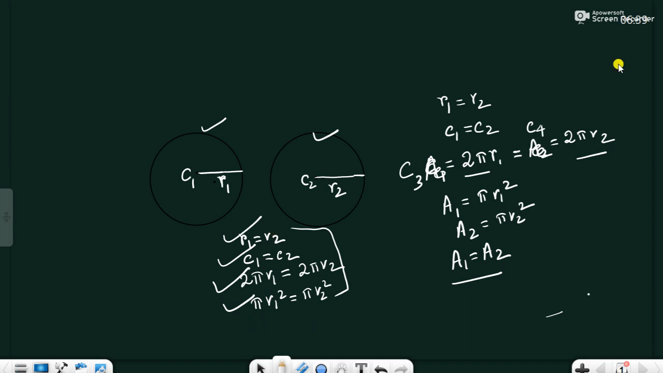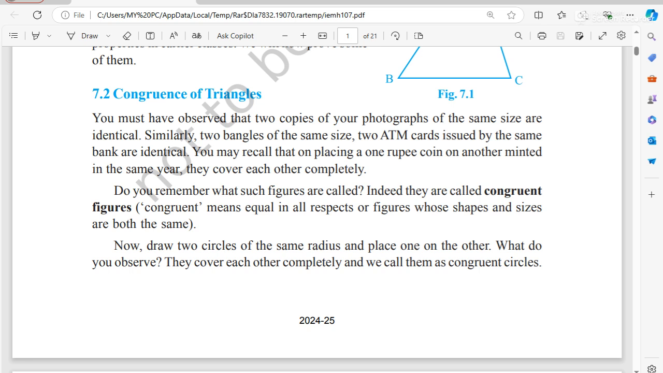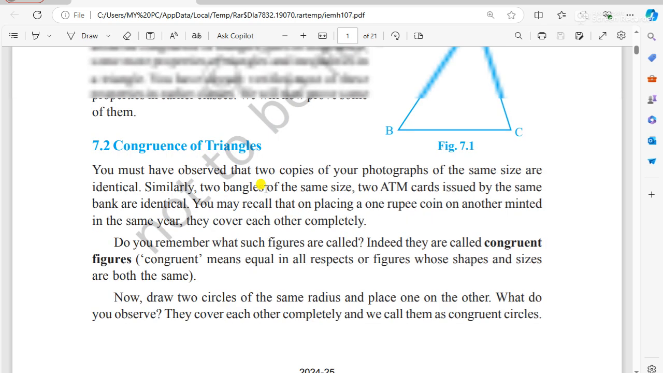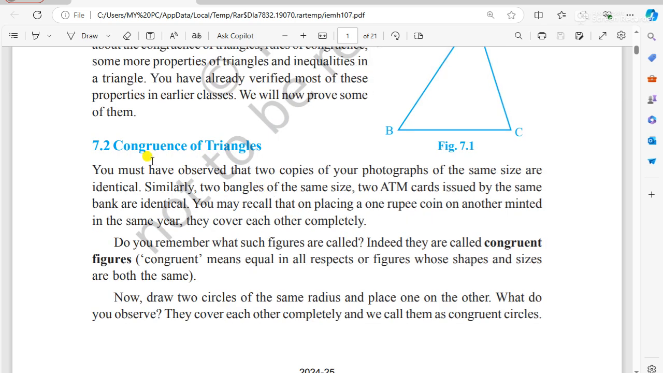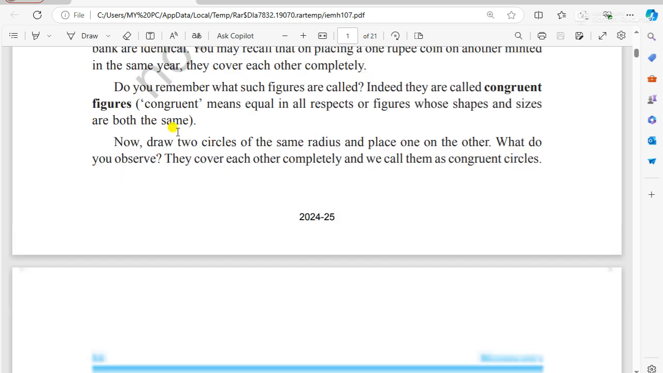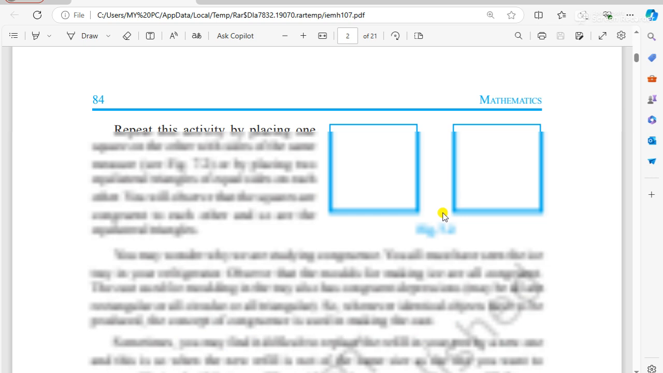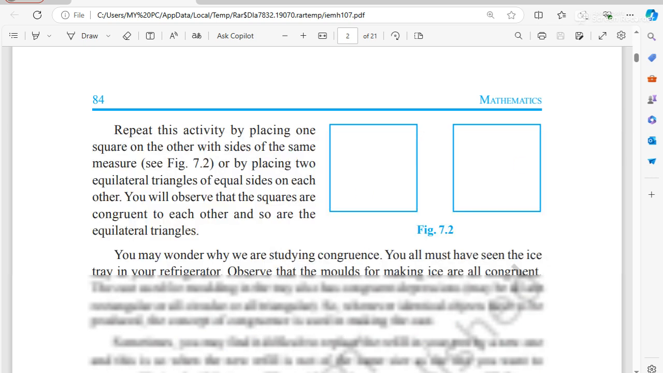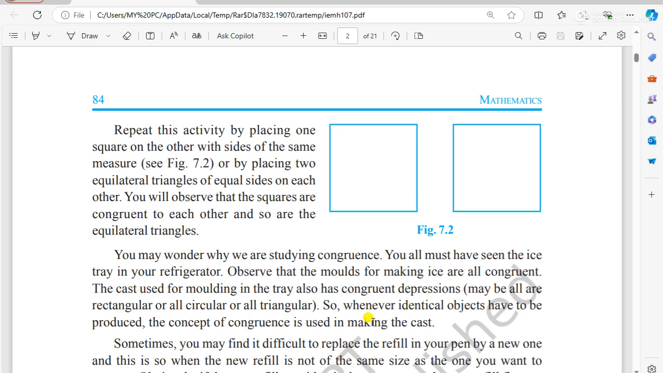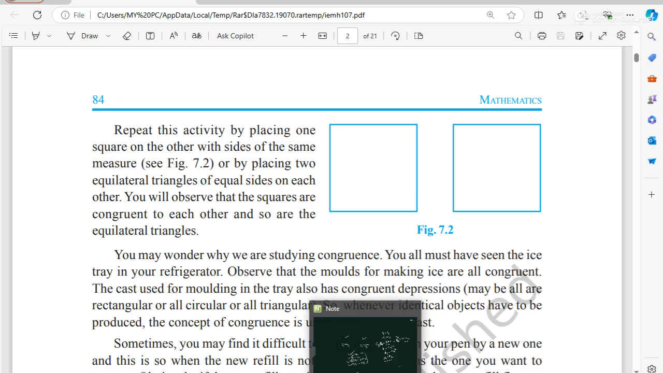Now we are going back to the same idea. This is what we say about congruence of figures: congruent means equal in all respects, or figures whose shapes and sizes are both the same, right? We have already discussed the circles. Now we will compare it with a square. Suppose this is a square. If we take two squares, what will happen? That I want to know.